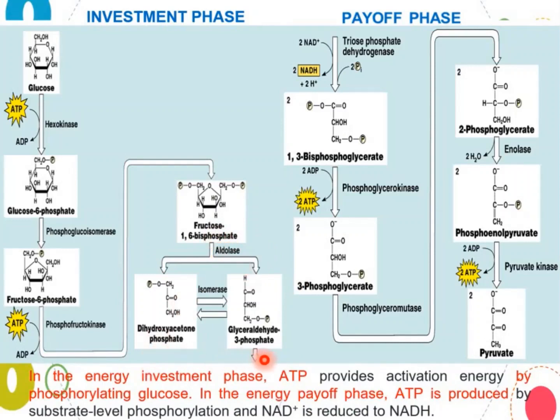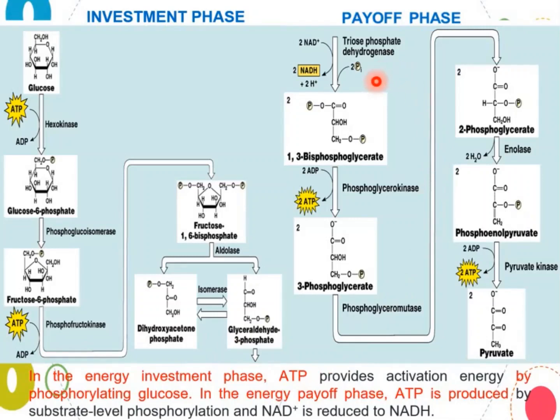Dihydroxyacetone phosphate and G3P are isomers. So dihydroxyacetone phosphate must be converted into its isomer G3P. So at the end of step 5, there are two molecules of G3P produced. This reaction is catalyzed by isomerase enzyme. So keep in mind that after step 5, starting from step 6 until step 10, you should double everything, since there are two molecules of G3P produced at the end of step 5.